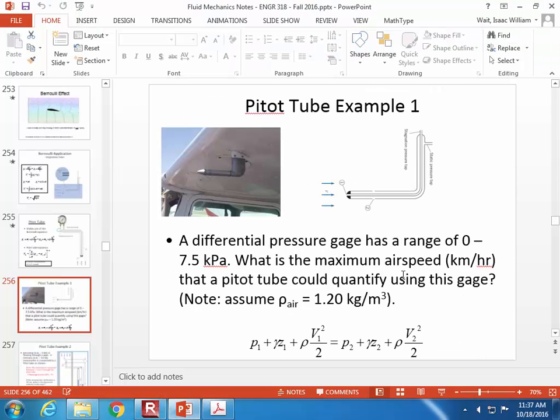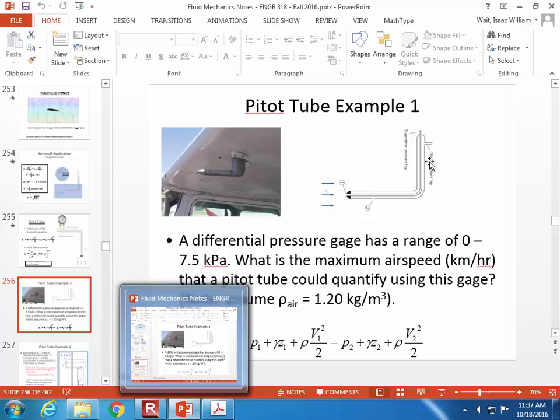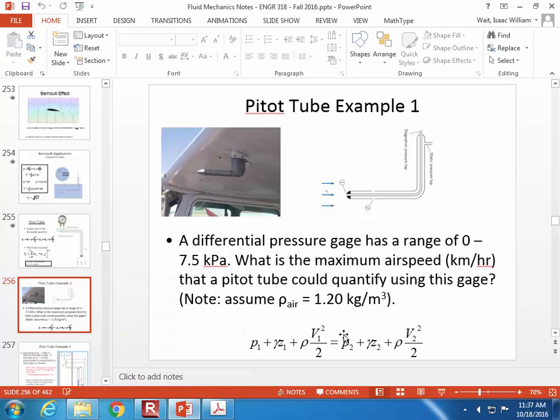Now, sometimes it's hard just to interpret the problem statement, and if we look back at the words here, it's saying the pressure gauge has a range of 0 to 7.5 kPa. So what that means is that the difference between P1 and P2, the largest that gauge can measure is 7,500 newtons per meter squared. And so I want to look at the extreme end of that. I'm going to say, let's have the difference between the two be that maximum of 7,500. And it doesn't matter what P1 actually is.